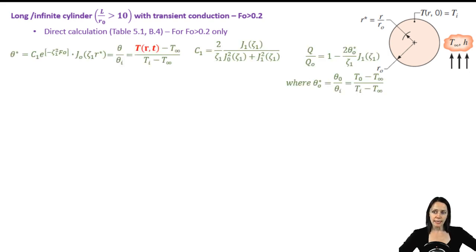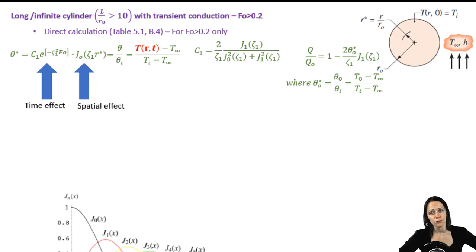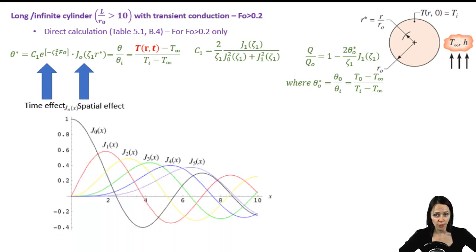So you can see that if you have a long cylinder, you get an expression for theta star. You can also get an expression for Q over Q naught. Take a second to just digest that. Looking at the expression for theta star, which is defined the same way as we defined it for a plane wall, except this time we're using the radius instead of x. The first term in theta star accounts for the time effect. The second term accounts for the temperature dependence on the radial position.